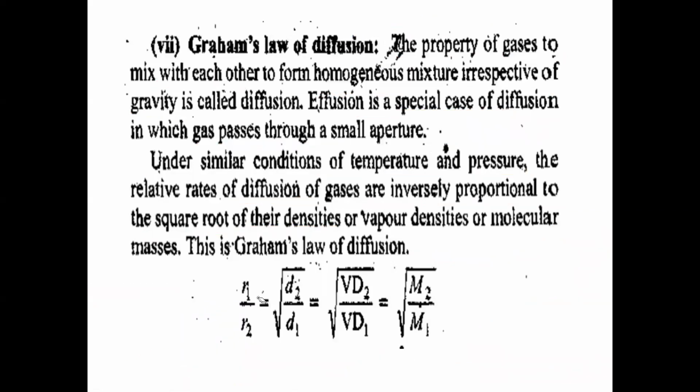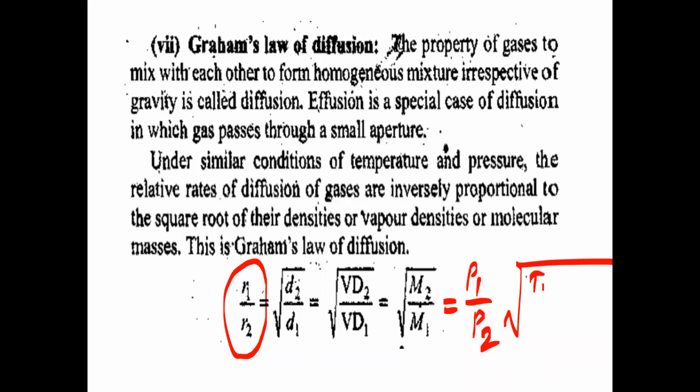Now the equation I gave for all the gases here: R1 by R2 is equal to the square root of D2 by D1, that equals the square root of VD2 by VD1, that equals the square root of M2 by M1. Here, the overall equation we can take is R1 by R2 is equal to P1 by P2, pressure of the first gas by pressure of the second gas, into the square root of T1 by T2, into the square root of M2 by M1.